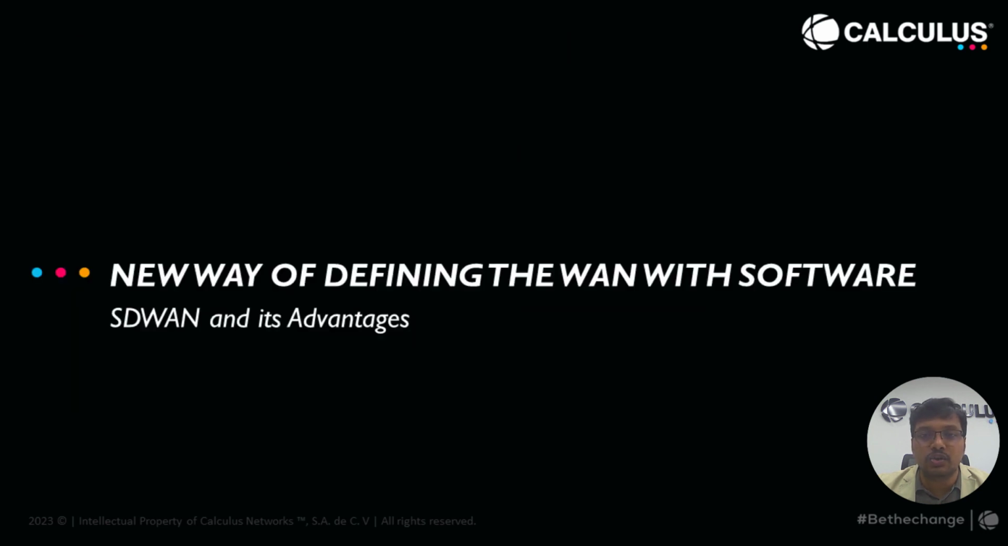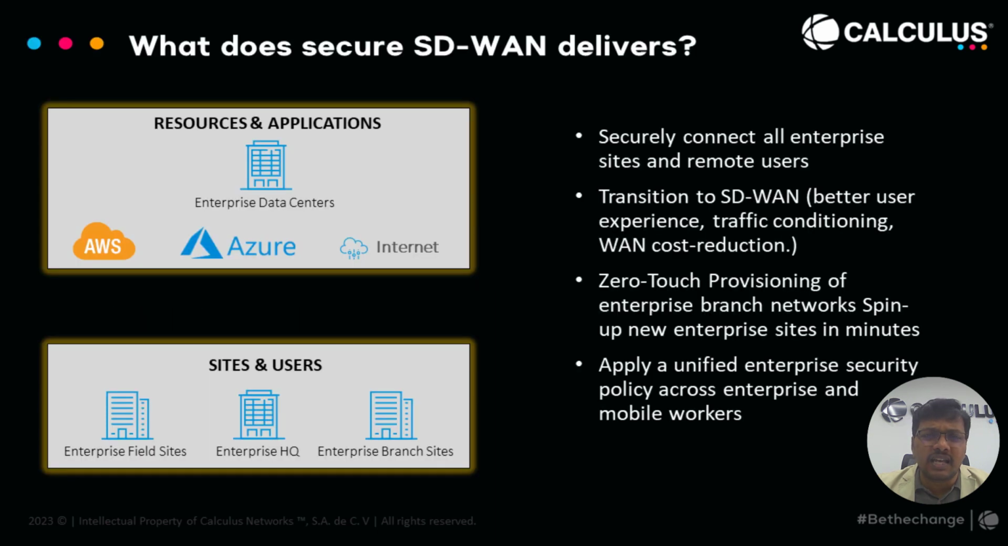Now let's look at the new ways in which we can define the WAN with use of any of the SD-WAN products out there in the market. What does SD-WAN deliver? Securely connect all enterprise sites and remote users. Technically, just turn up the device and establish communication with the orchestrator. They should be able to fetch the details about other sites in the network and the IPsec parameters with which they will form secure tunnels, right? They just form everything automatically. No manual intervention needed. Right?